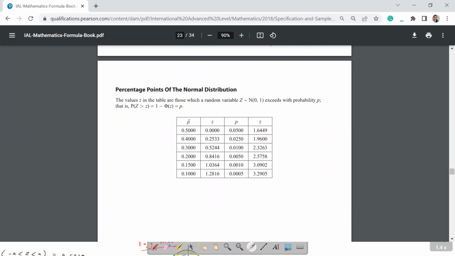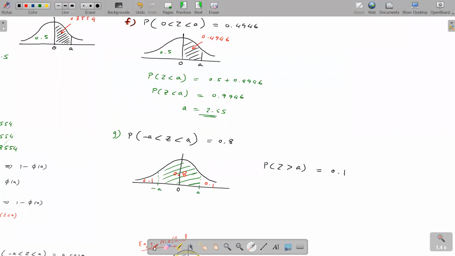Here, the probability value is the first column, and the Z value is the second column. So probability 0.1 is that value, 1.2816. So here the A value is 1.2816. We'll give the positive value, because you have positive 1.2816 here and negative 1.2816 here, so we'll just give the A value. Okay, guys? I think this is clear now, right?